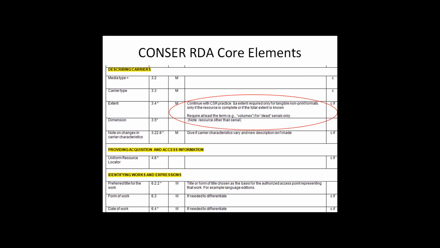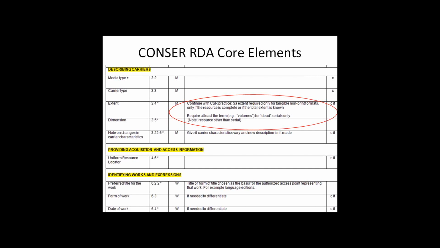So CONSER is going to need to update its requirements here with type of extent to include one online resource for the online serials that contributors describe. So I just wanted to point that out with this screenshot. Okay, so I've just kind of covered the first organization of the CONSER RDA core elements.